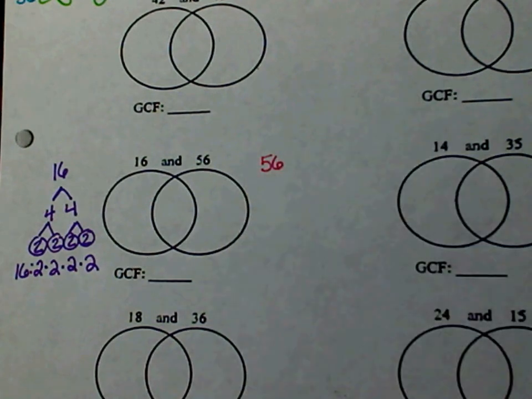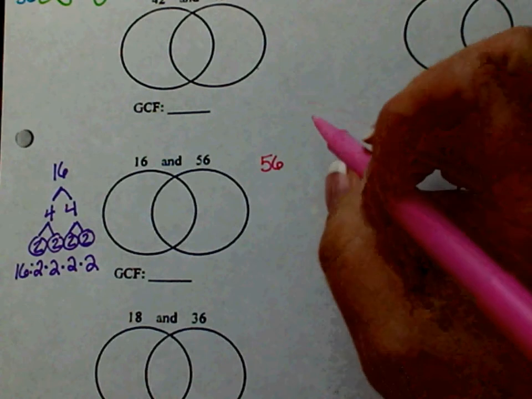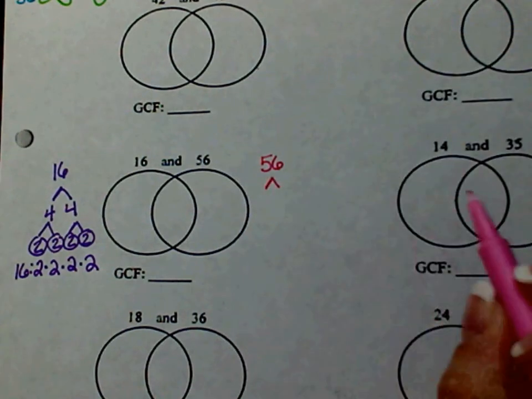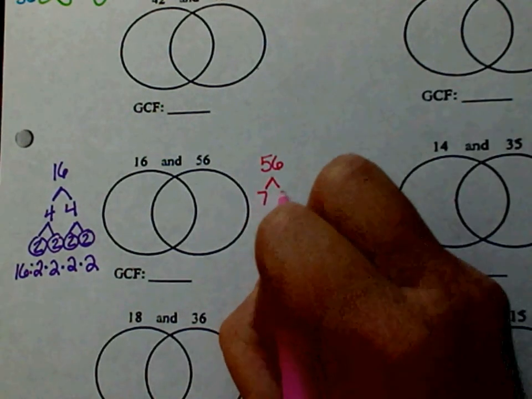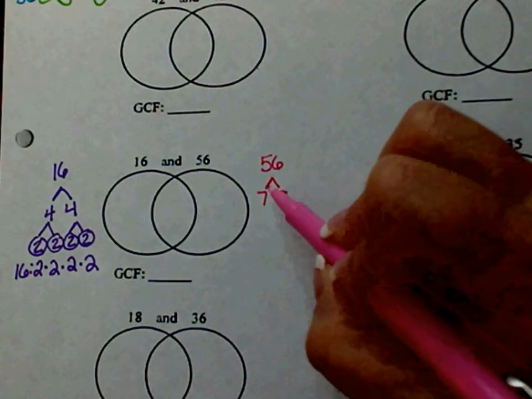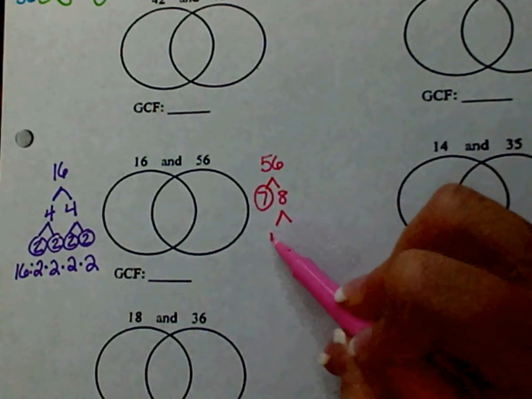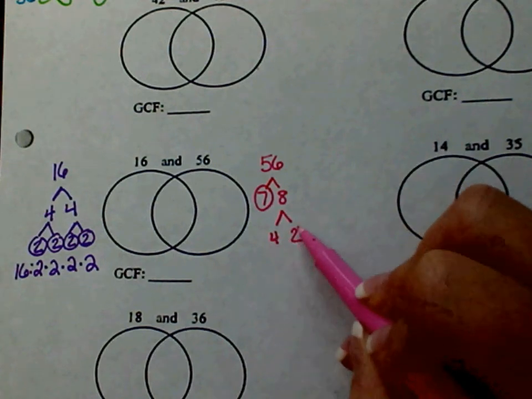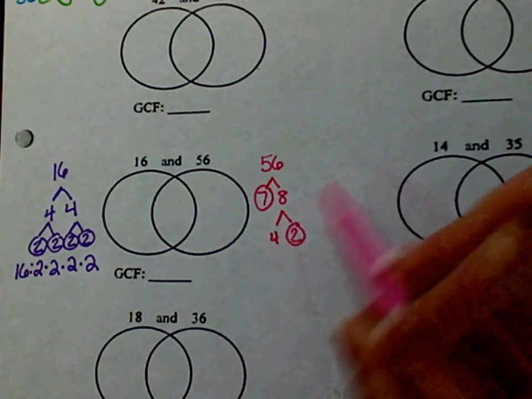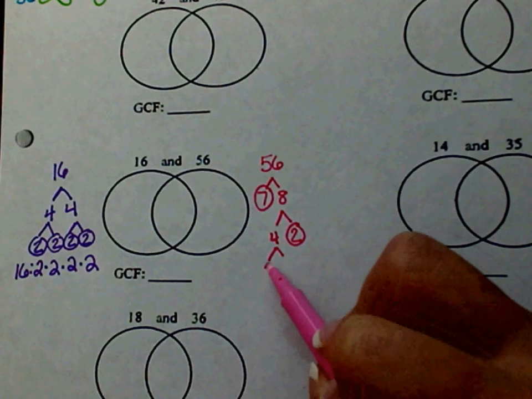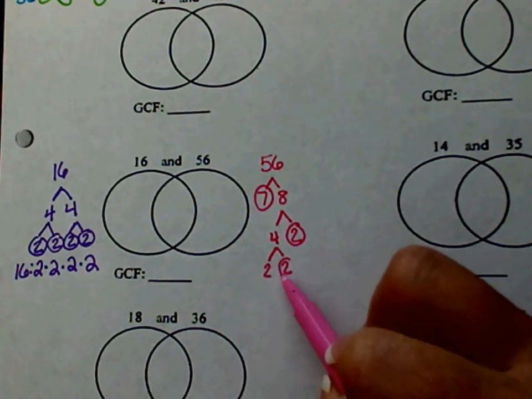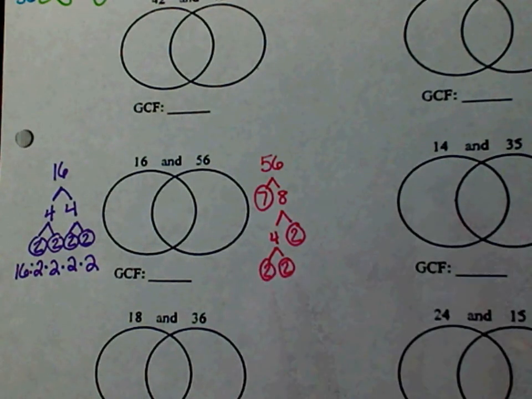For 56, we need to find two numbers that equal 56. We could do 7 and 8. 7 is prime, so I can circle it. 8 I can still break down. 4 and 2, circle 2 because it's prime. 4 can still be broken down to 2 and 2. Circle those because they're prime.